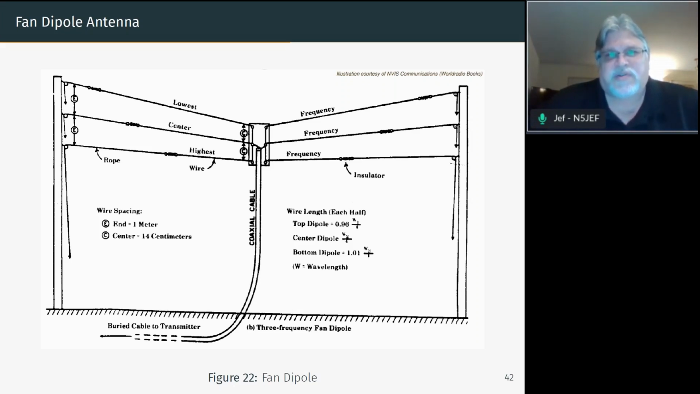You put the lowest frequency at the highest point on this because, again, what we just talked about, the lowest frequency is the longest wavelength. It benefits from being higher above the ground.